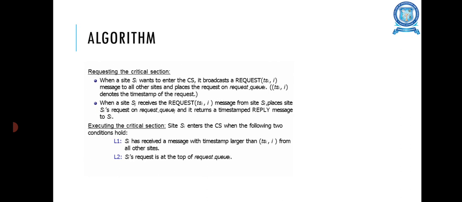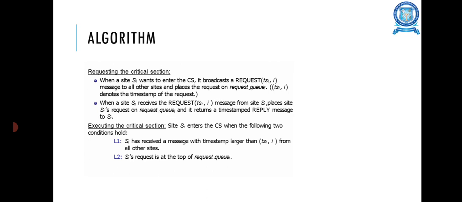That is denoted here as TSi, i, which means the timestamp of the particular request. When a site Sj receives a request message from site Si, it places site Si's request on the request queue and returns a timestamped reply message to the particular site. After receiving the request, the next step is executing the critical section.